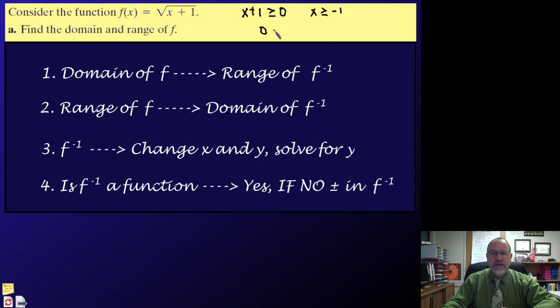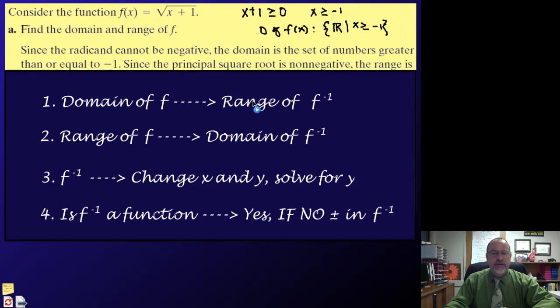So the domain of f of x is going to be all real numbers such that the x values are greater than or equal to negative 1. So I've answered the first question, and then later on when I determine the inverse, this will become the range of my inverse. So I've actually answered two questions here. Okay, so in your book it describes that here the radicand cannot be negative, so x must be greater than or equal to negative 1.